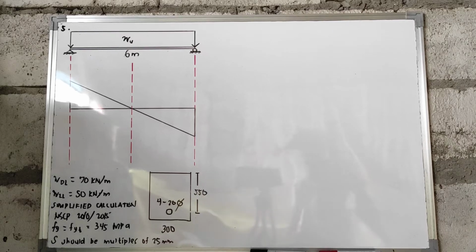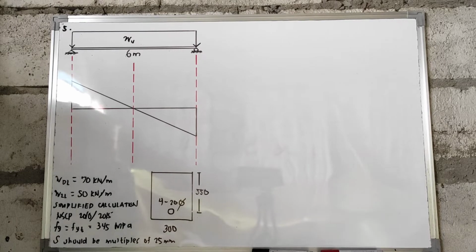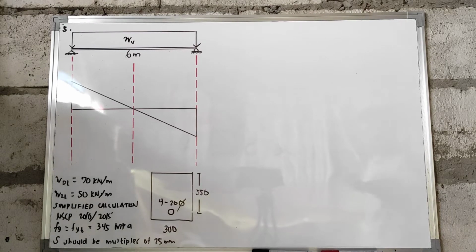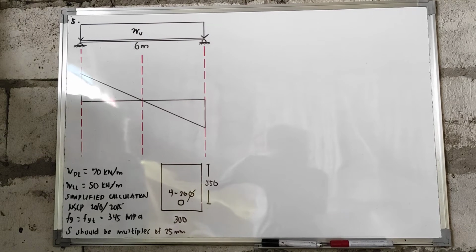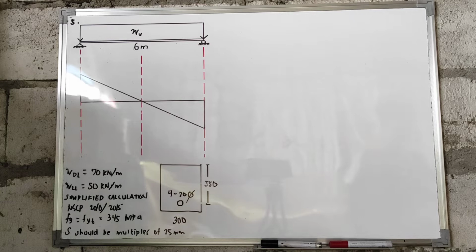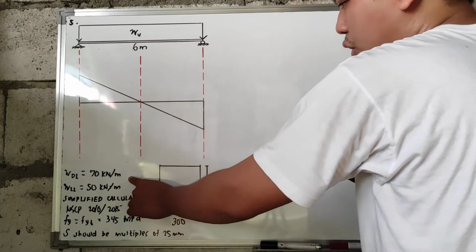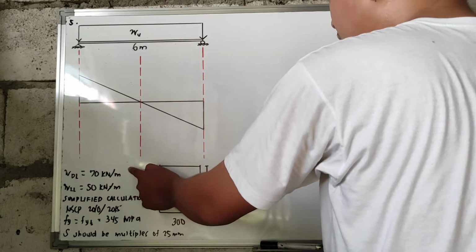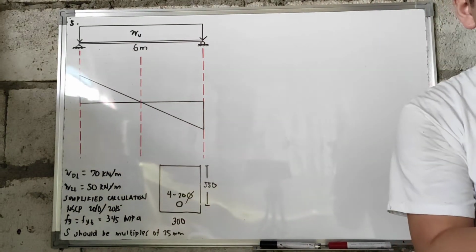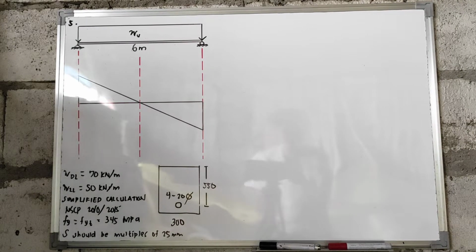Now discuss problem number 5. A 6-meter span simply supported beam carries a uniformly distributed dead load and live load of 70 kN per meter and 50 kN per meter. So meron daw tayong 6-meter na simply supported beam, yung uniformly distributed dead load 70, tapos sa live load naman, that is 50 kN per meter respectively.